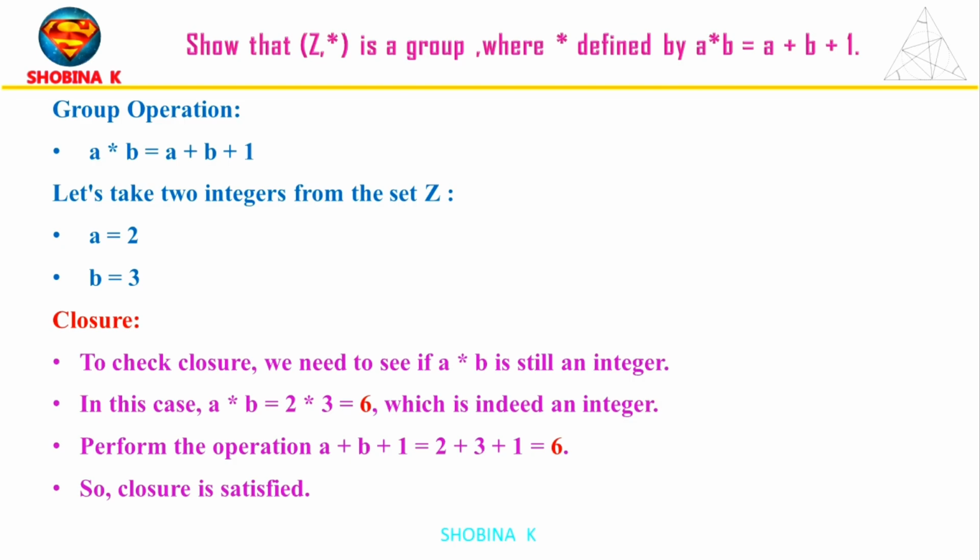Now let's see an example. Take two integers from Z, for example, a = 2 and b = 3. To check closure, we need to see if a * b is still an integer. Now perform the operation: add the values of a and b with 1, and we get the result 6. It shows that the operation maintains closure for the set of integers Z, as the result of the operation is an integer. So closure is satisfied.